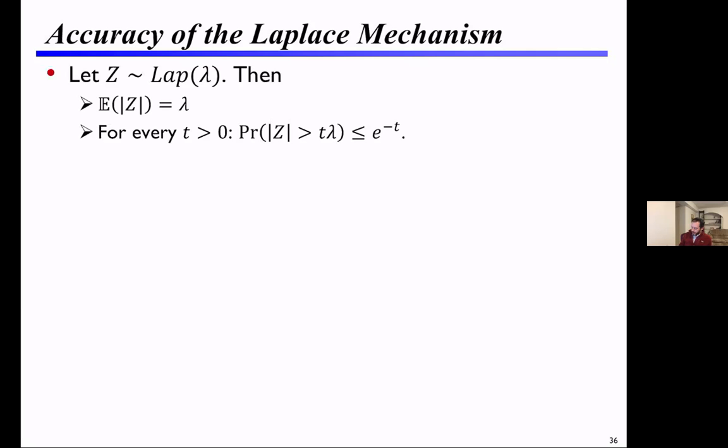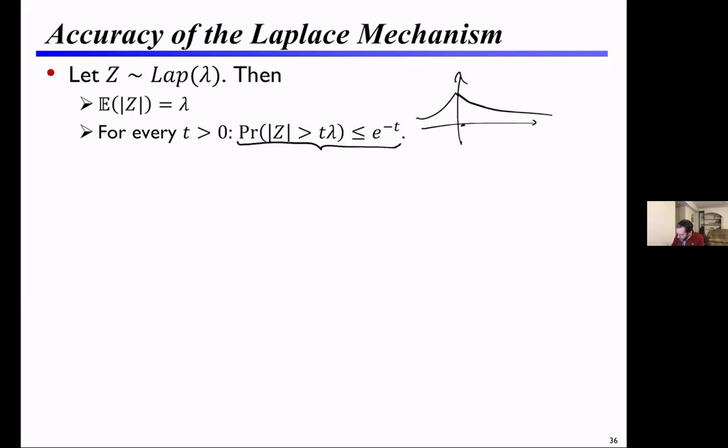The first tool: when we want to analyze the Laplace mechanism, we're looking at these Laplace random variables, the Laplace noise we're adding, and we want to understand how big it can be. One useful thing I mentioned earlier is that if z is drawn from the distribution Laplace lambda in one dimension, just one real number, then the expected absolute value of z is lambda. You can also prove a tail bound: the probability that z exceeds any multiple of lambda drops off very quickly as that multiple gets big.